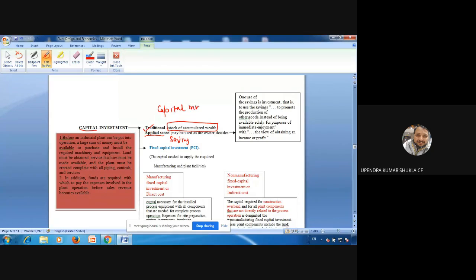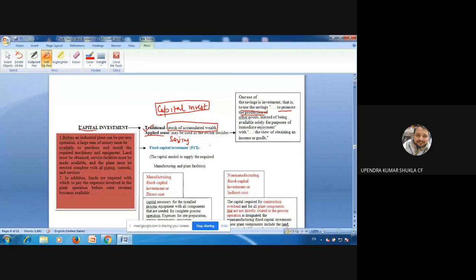Just try to understand every word very clearly, and if you have any problem, ask me immediately, right? Now, one use of the saving is investment, meaning to use the savings to promote the production of other goods instead of being available solely for the purpose of immediate enjoyment, with the view of obtaining income or profit. Once you understand the capital and capital investment, then what are the different types of capital investment that you need to understand?